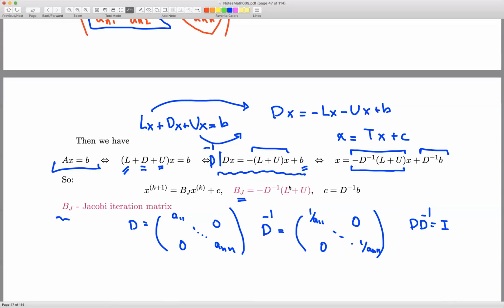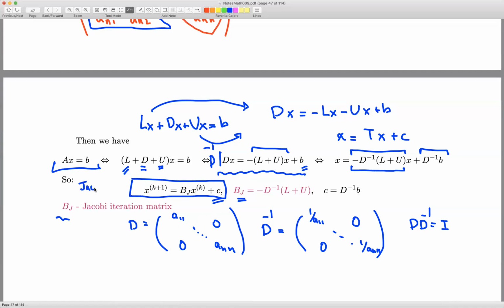So the Jacobi iteration matrix, if we want to write it in matrix form, is actually minus D inverse, which is the inverse of the diagonal matrix that consists of the diagonal elements of the original matrix A, times the sum of the two matrices L and U. And the vector c in this iterative equation is equal to D inverse times b. So this is the iteration, and this iteration is called the Jacobi method.